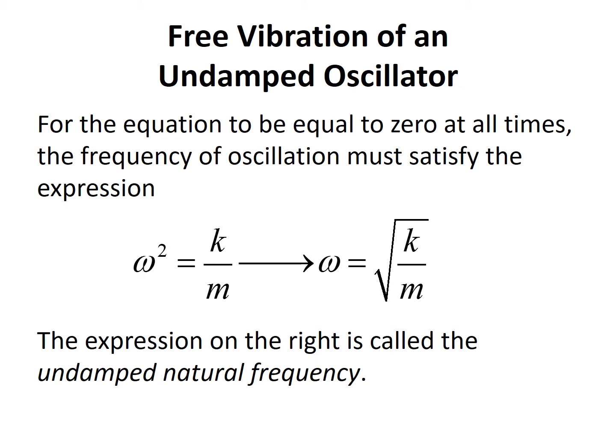Solving the equation in the brackets yields omega squared has to be equal to k over m, or rewriting with the square root on the right hand side, omega has to be equal to the square root of k over m. This is one of the three coefficients that are unknown in our assumed solution. And as you well know, this expression on the right is called the undamped natural frequency and represents the frequency of oscillation of the system as a function of its two physical parameters, the stiffness and the mass.